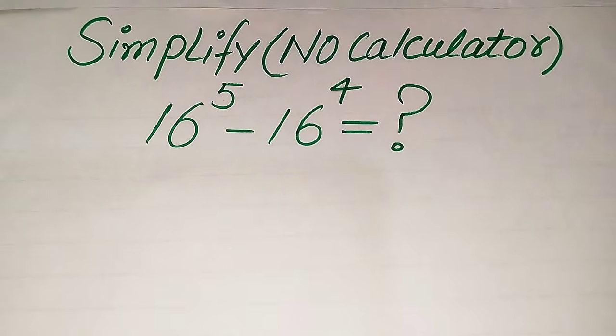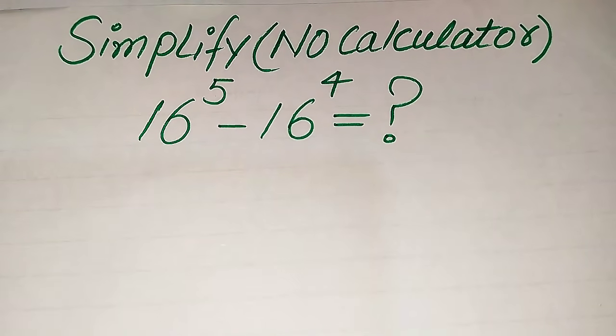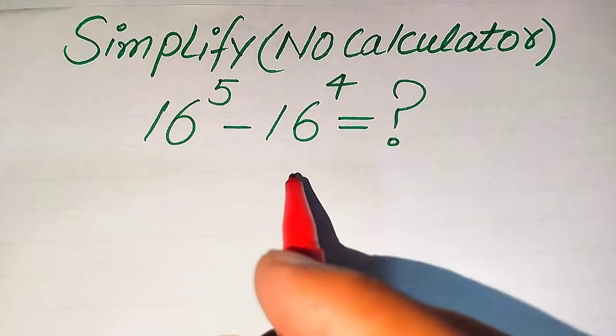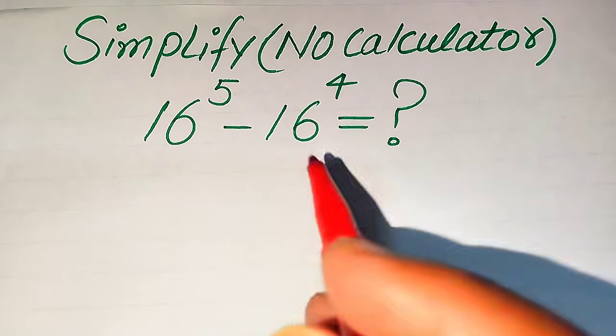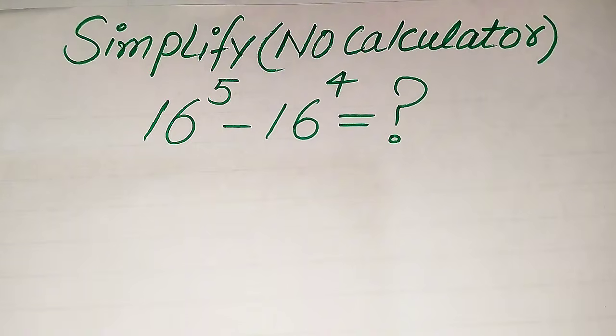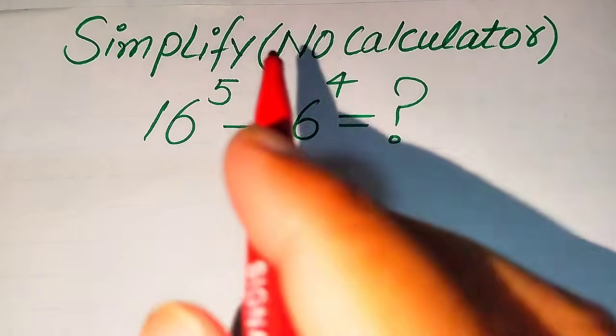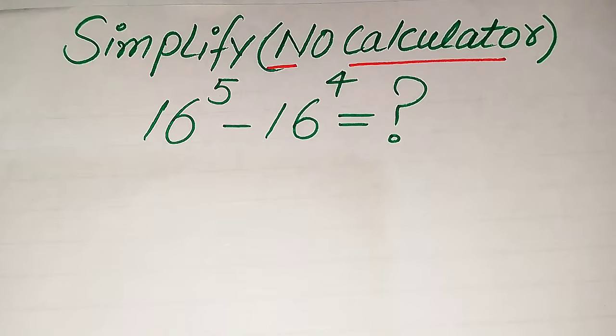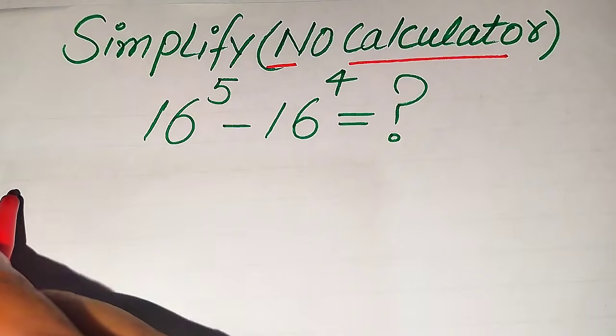Hello everyone, how to simplify this nice algebraic expression if we have 16 to the power of 5 minus 16 to the power of 4. So we write this algebraic expression into the simplified form, but remember one thing: a calculator is not allowed in this problem. This means that we need to show all of the working on paper. I hope you like this method.